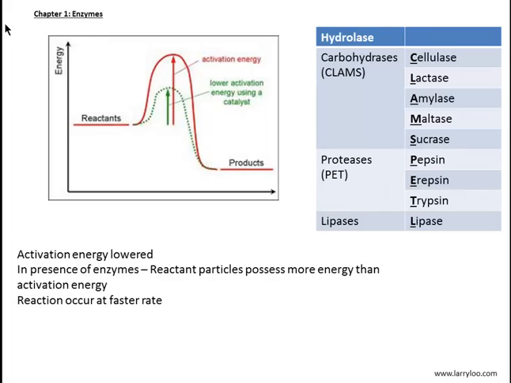In biochemistry, hydrolases are enzymes that catalyze the hydrolysis of chemical bonds. It might be tough to remember all the hydrolases, but let's use the mnemonics method. For carbohydrates, we use CLAMS: cellulase, lactase, amylase, maltase, and sucrase. For proteins, PET, PEP: pepsin, erepsin, and trypsin. And lipase is lipase.